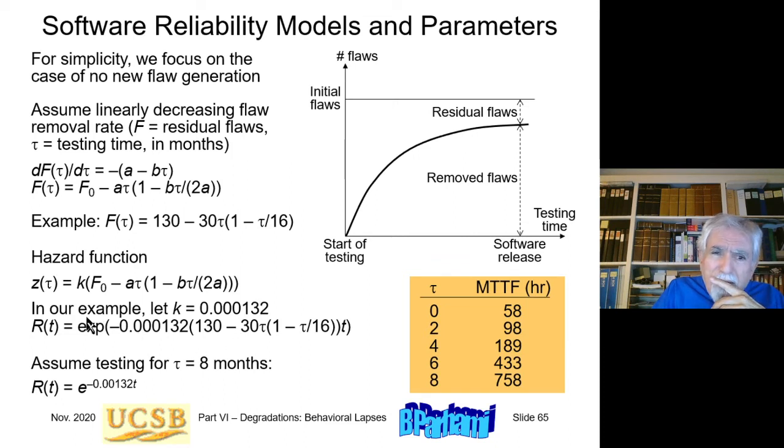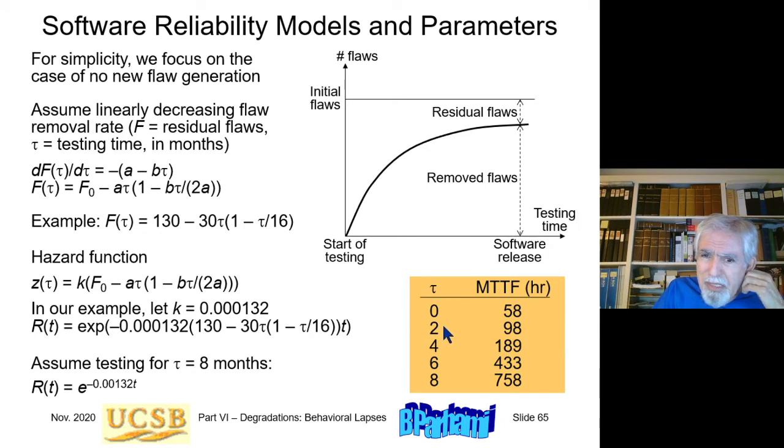And therefore, I now have the reliability expression for this software as a function of how much testing time I put in. The more testing time I put in, the more reliable the software becomes, because there will be fewer residual flaws. Okay, so these are some numbers from an actual product. If we do no testing at all, the mean time to failure is 58 hours. That's basically for tau equal to 0.